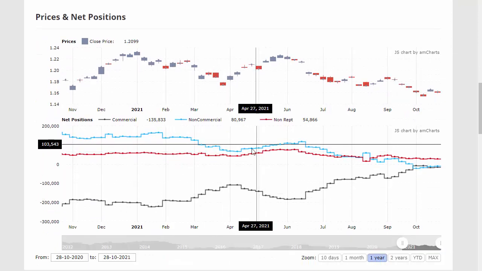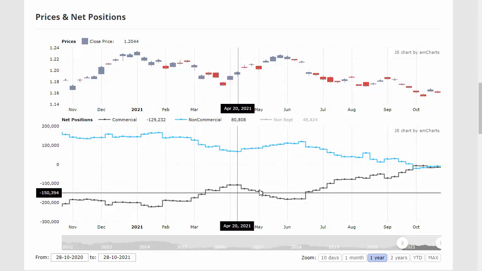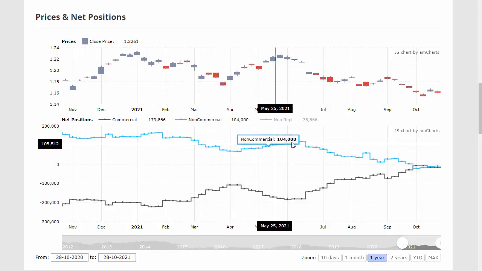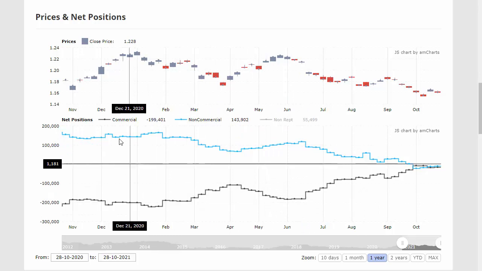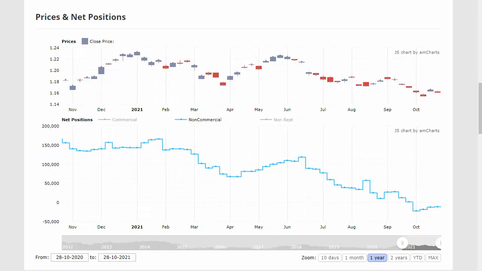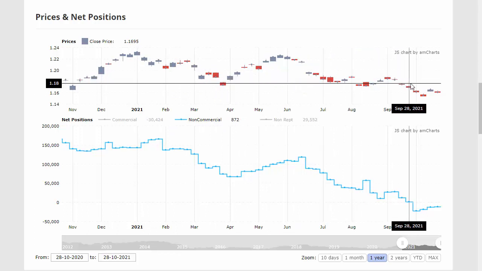When you come to the chart, you've got your commercials and your non-commercials and your non-reportables. Non-reportables are merely those transactions which are not big enough to be reported on, so we're going to get rid of those. Just click on that and you get rid of that. There's no point in me having the commercials in, because the commercials, as you can see, is almost like a mirror image of what the funds are doing, so we're going to click off of that. All I'm really interested in is the non-commercials, the blue line here. And what we've got above is a chart of effectively the euro dollar.